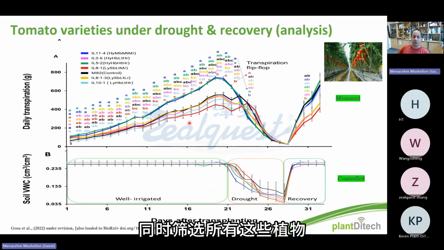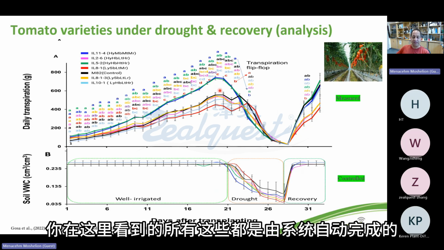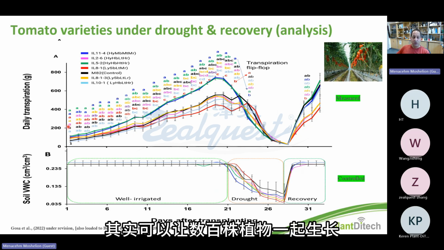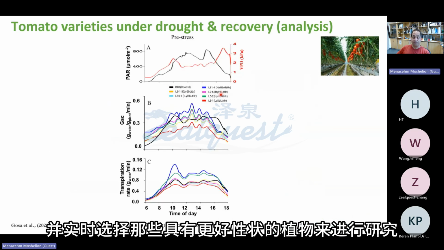And of course, you can screen literally tens of plants in this way, all of them simultaneously, and you find all of this statistic. All of this you see here was done automatically by the system. So you can really grow literally hundreds of plants together, and in real time select the ones that have a much better trait for your desirable question.